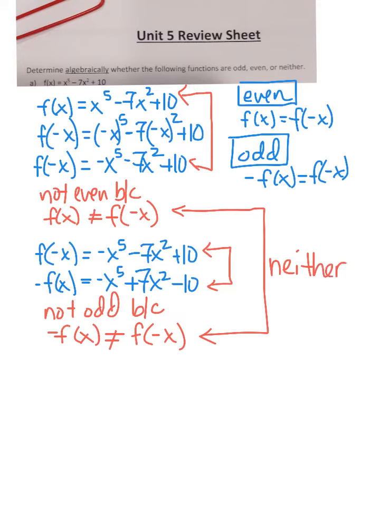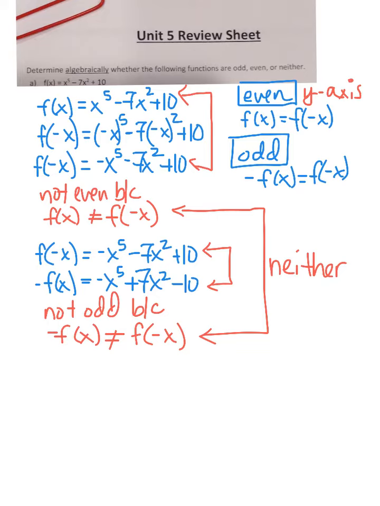Now the other way to do this as a check anyway, because it does say determine algebraically, so we do need to show all the work we just showed, but as a check, I would plug the original function into your calculator. Now remember, if something is even, it's symmetric with respect to the y-axis, so it will fold over the y-axis. And so if you plug in that f of x into your y equals and go to your graph, you'll see that it does not fold over the y-axis.